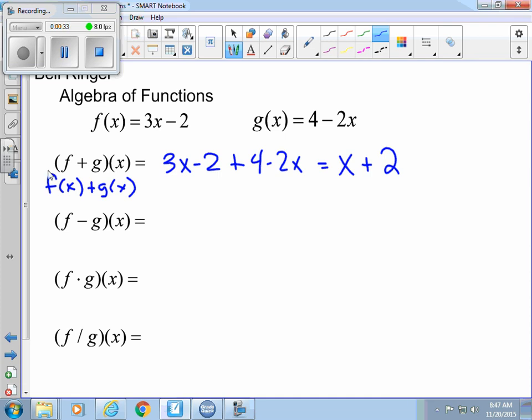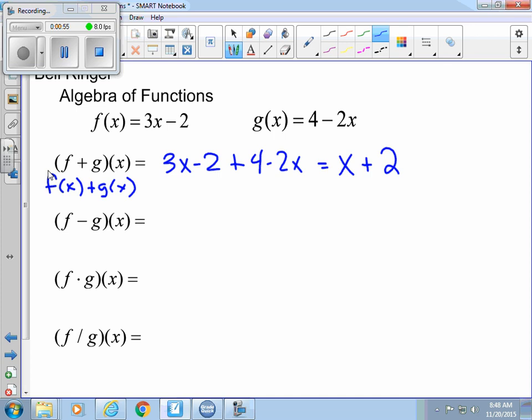The biggest mistake people make on these is going too far. For some reason, people want to set it equal to 0 and solve. Does it tell me to solve anything? Just says find f plus g of x. That's it. I'm done. I stop. Questions about that one?